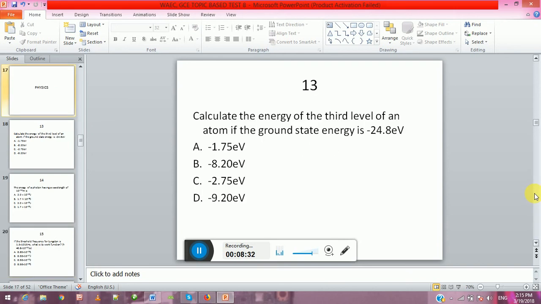Physics. Calculate the energy of the third level of an atom if the ground state energy is minus 24.8 eV. A. Minus 1.75 eV. B. Minus 8.20 eV. C. Minus 2.75 eV. D. Minus 9.20 eV.